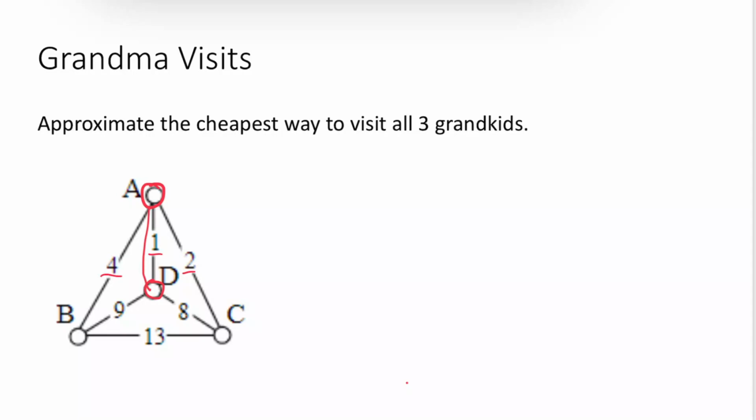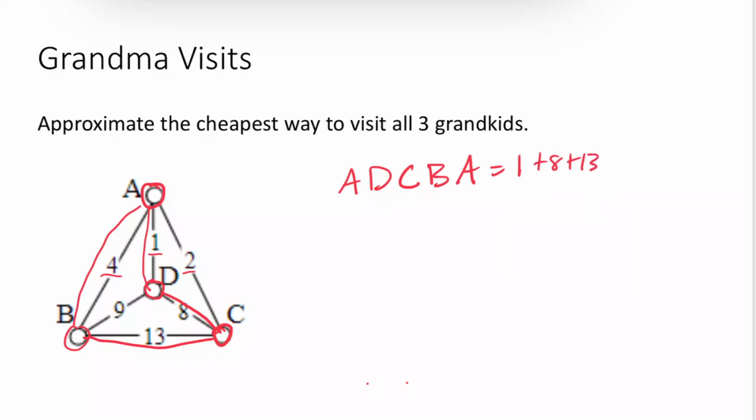And then from D, the nearest neighbor is C. And then from C, I can't go back to vertex A because I haven't visited vertex B yet. So I have to go to vertex B, which is quite expensive, and then I end up going back to A to complete my circuit. So the cost of this circuit, which is A, D, C, B, and A, is going to equal 1 plus 8 plus 13 plus 4, which equals 26, I think.